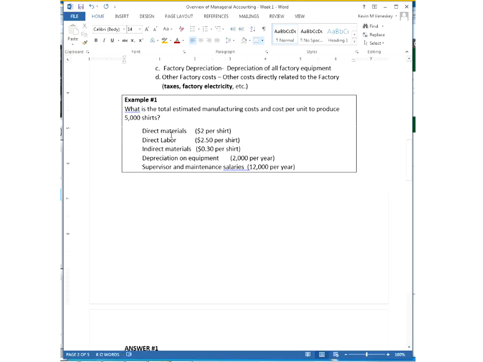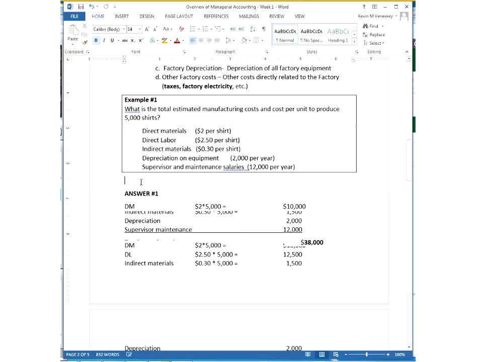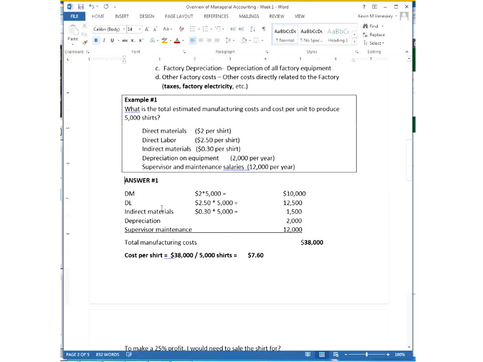The first thing I look at is, how much materials do I need? I've done the math and requirements, and I figured it costs $2 to make one shirt of material, so cotton, polyester, whatever it is. And if I make 5,000 shirts, I'm going to have a cost of about $10,000. Then I do that with my labor. I figure it costs about $2.50 to make one shirt. That's how much labor is going to be involved. So 5,000 shirts, that's $12,500.